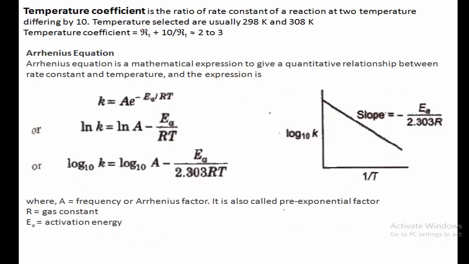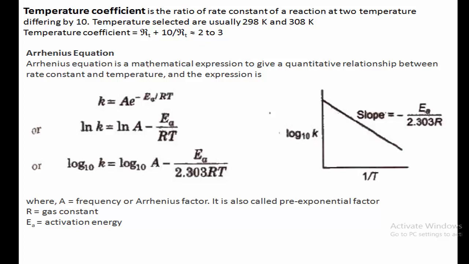Next, temperature coefficient. It is the ratio of rate constants of a reaction at two temperatures differing by 10. The temperatures selected are usually 298 Kelvin and 308 Kelvin. This temperature coefficient is given by r at T plus 10 divided by r at T is equal to 2 to 3. So always remember, whenever the temperature of a reaction increases by 10 degrees, the rate of reaction increases 2 times or 3 times. Almost all the time it doubles. Hence this temperature coefficient is equal to 2 to 3.